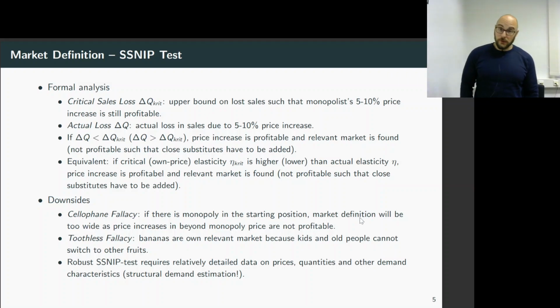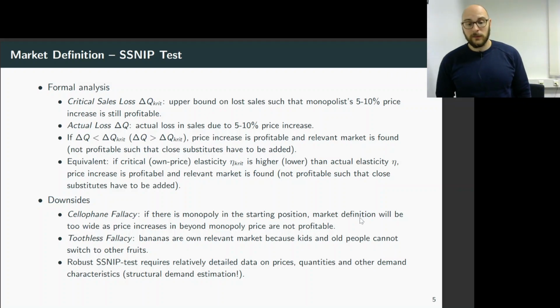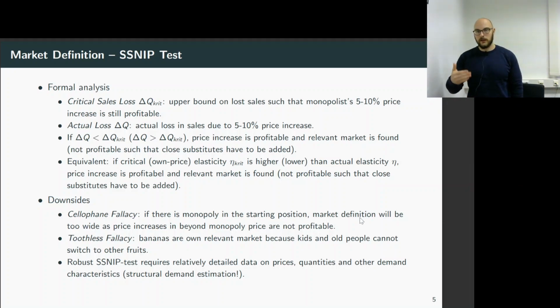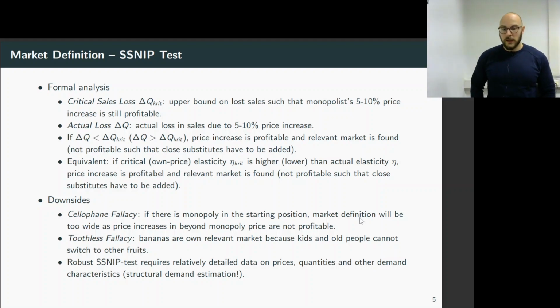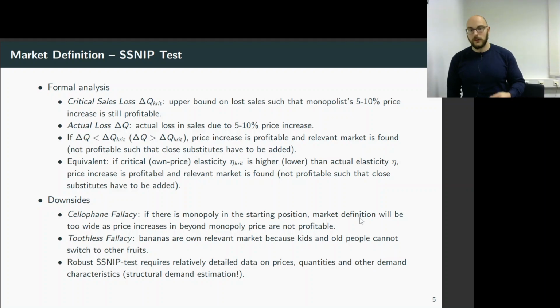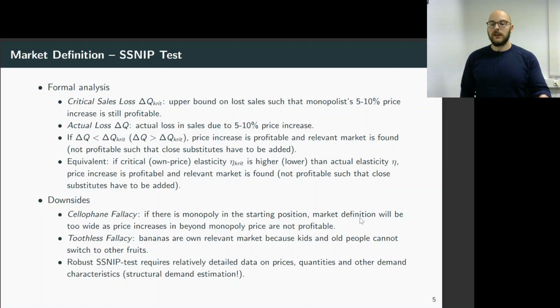Formally, what you compute is a critical sales loss, delta Q crit, and that basically poses the upper bound on sales loss such that a monopolist could increase the prices by 5 to 10% and would still break even, right? Such that this price increase is still profitable. And then you look at the actual loss, and if the actual loss in sales is greater than the critical loss, this means that you lose more consumers than you would have to lose in order to at least break even. That means that it's not profitable.